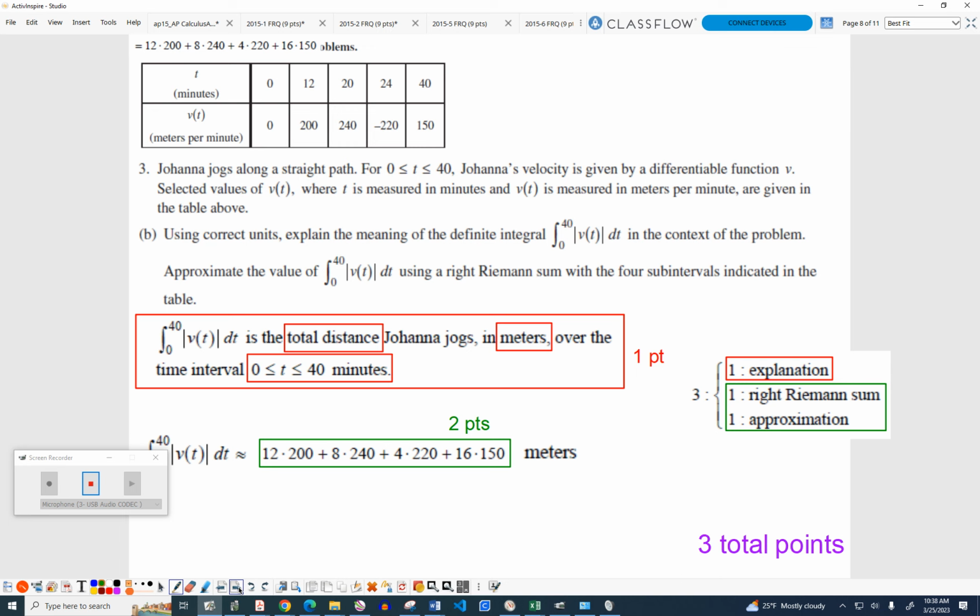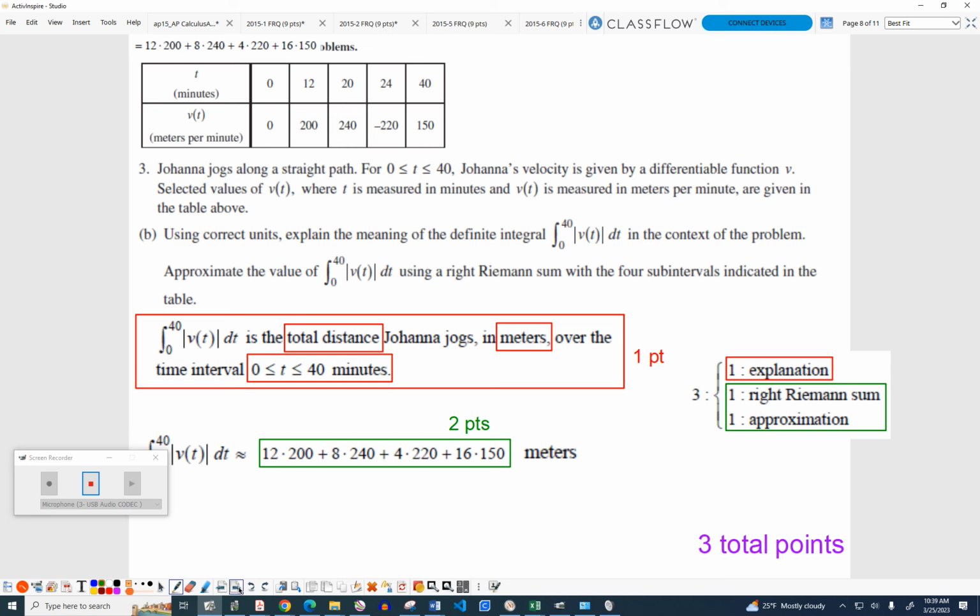What if they put total amount? Total amount of meters Joanna jogs, definitely. Did they say the minutes? Someone said over the course of 40 minutes. I think they'll give her that one. It would have been better to say 0 to 40, but I do think they'll give it to her. So really just looking for those three key things. If they don't have all three, they don't get the point. That's for the red one.